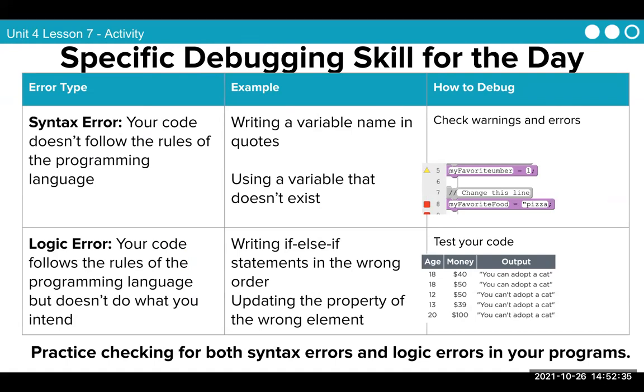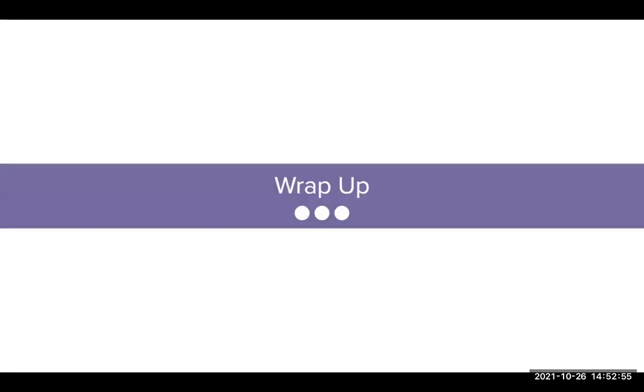Logic error. Your code follows the rules of the programming language, but doesn't do what you intend. Writing if-else statements in the wrong order. Updating the property of the wrong element. Those are things that can make your code go wrong. Test your code. Practice checking for both syntax errors and logic errors in your program.